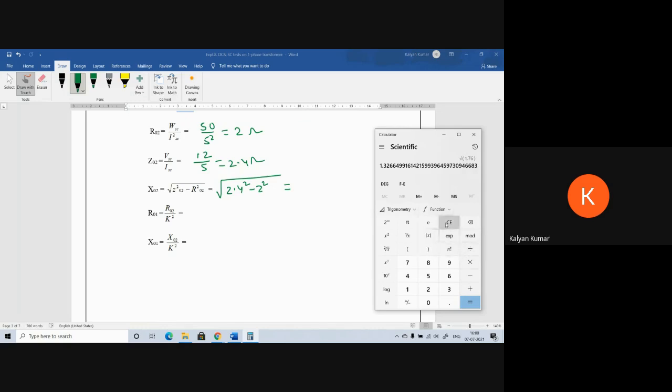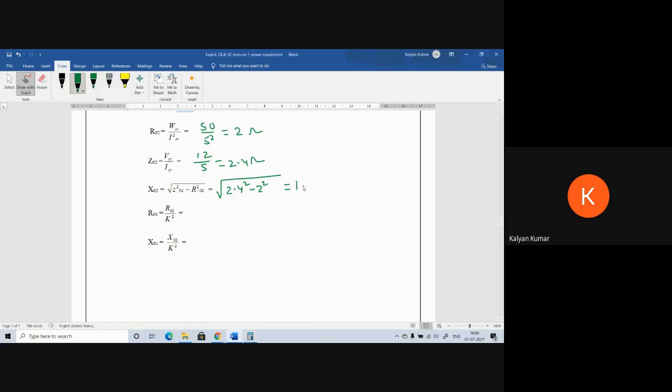Let's check once again. 2.4 square is 5.76 minus 4, since 2 square is 4, so 1.76. Root of 1.76 is 1.3266 ohms. Now we need to convert R02 and X02 onto the primary side.